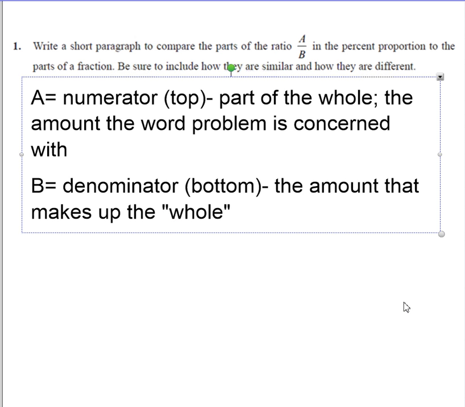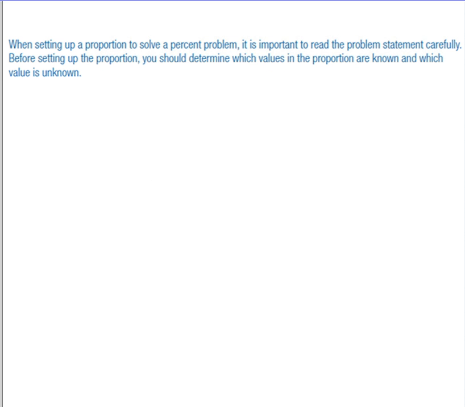And we'll look at some examples. So if this is a little confusing, hopefully it'll make more sense to you. When setting up a proportion to solve a percent problem, it's important to read the problem carefully. Make sure you look at and determine which values in the proportion are the known and which values are unknown. So again, we had three variables in this setup: the P for the percent, the A for the amount, and the B for the base. Any one of those could be the unknown number in the problem.